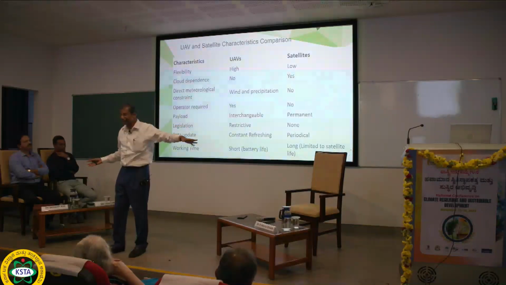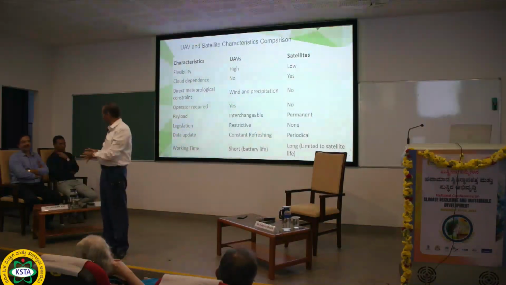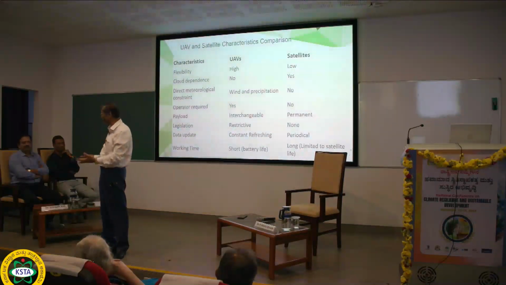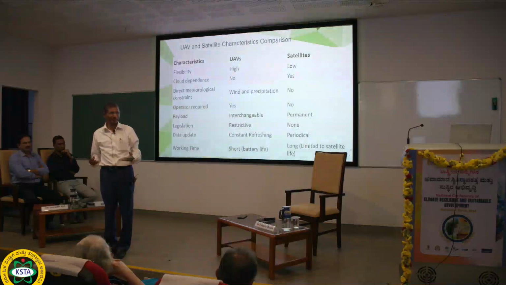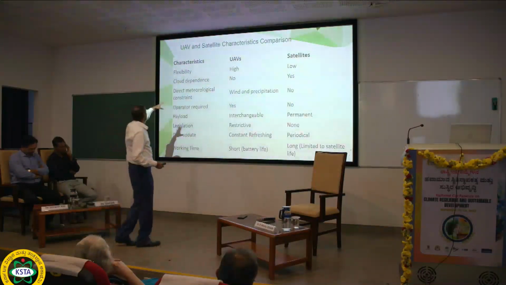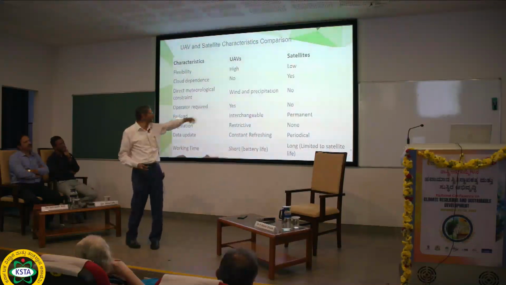The flexibility is high in the drone. Whenever you want, you can fly the drone. The satellite is not like that. Once it has been launched, it will have a lifespan of 3 to 5 or 6 years, depending on how it has been manufactured by the respective space agency. So we don't have flexibility in the case of the satellite, while with the drone we can have flexibility.